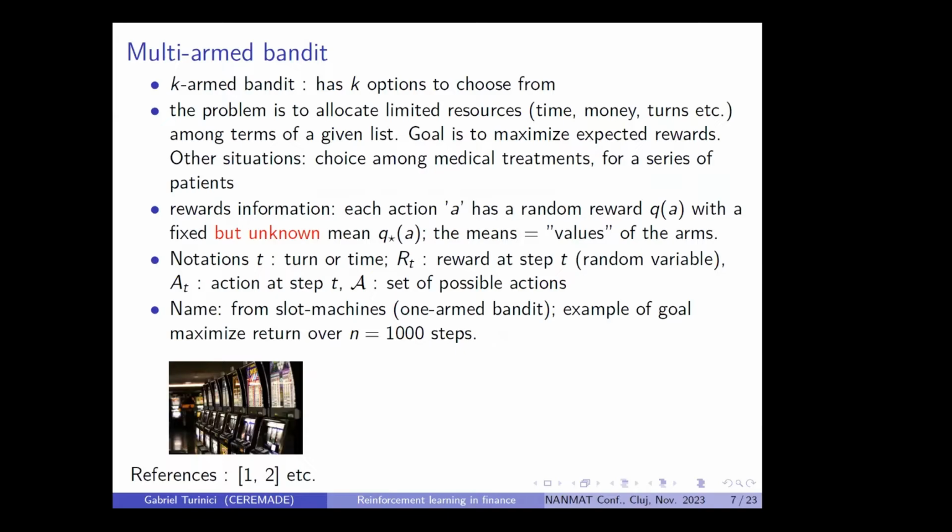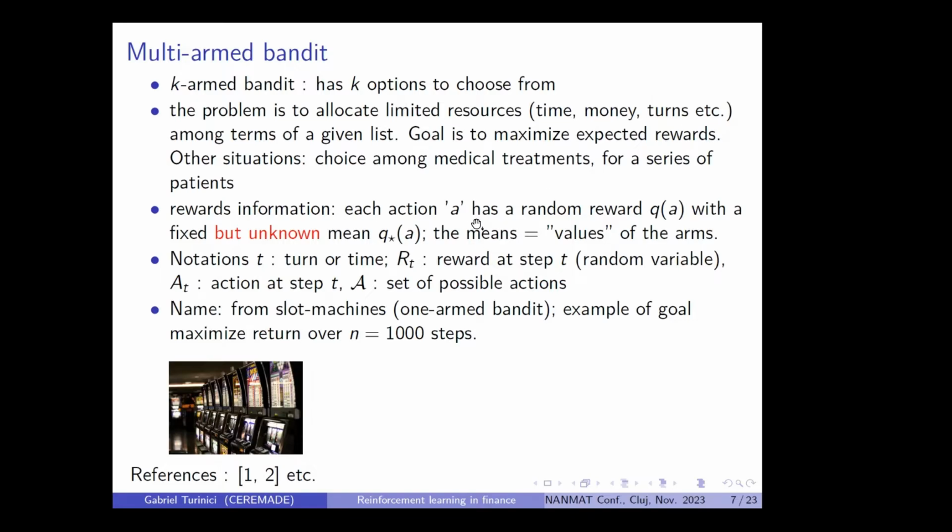In reinforcement learning, there are many toy examples, like in any other research domain. Here, the multi-armed bandit is a toy example. What is the multi-armed bandit framework? You have K options to choose from. This comes from Las Vegas machines, where you have to choose which one will make you rich. You have to allocate a limited resource, which is time or money or medical treatments or whatever, in order to maximize expected rewards.